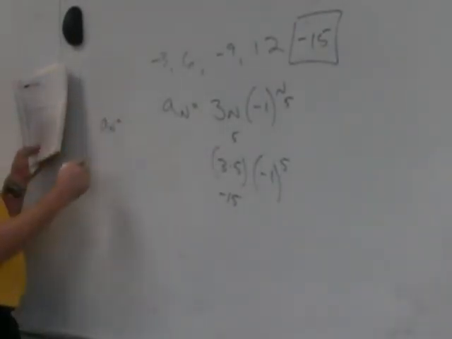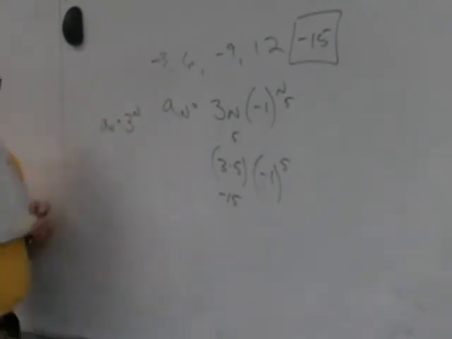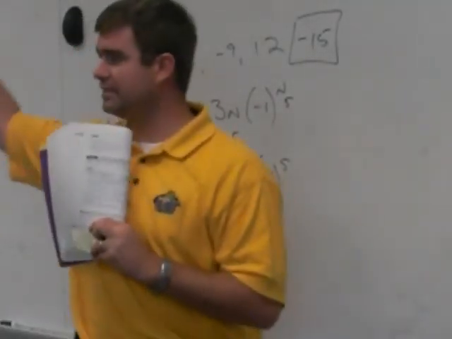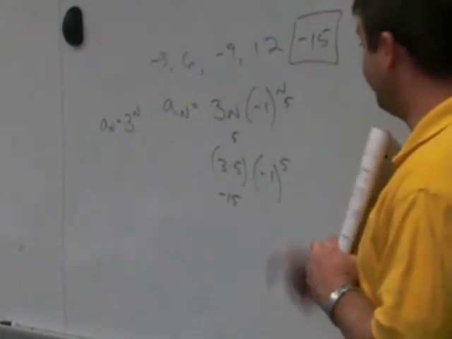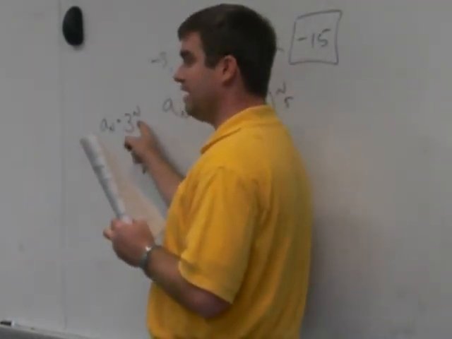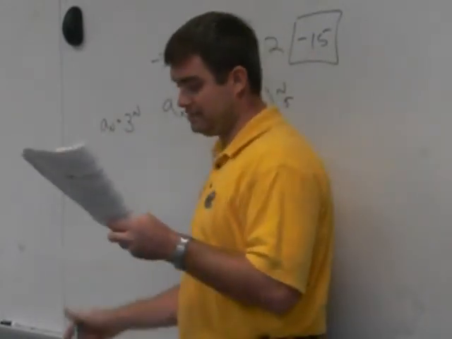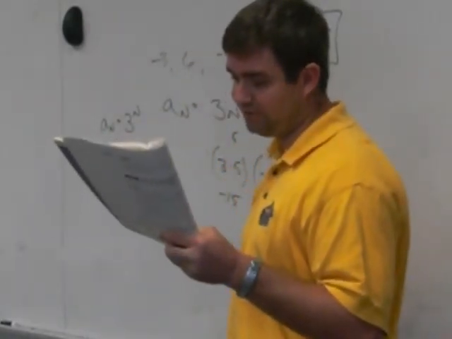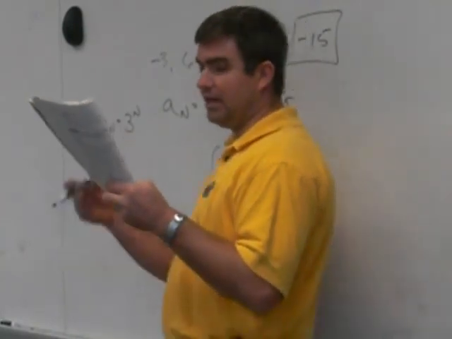A sub n is what? 3 to the n power. Raise your hand if you got that right. 3 to the n power. Very good. The first one gave you 3. The second one gave you 9. The third one gave you 27, and so on and so on. Okay? And that's how you got 243 for the fifth term. All right, let's look at number 11 together.